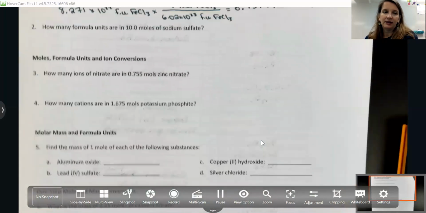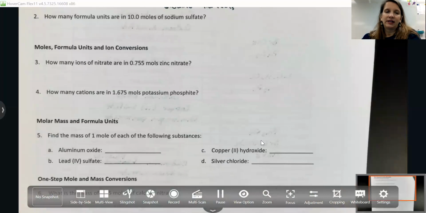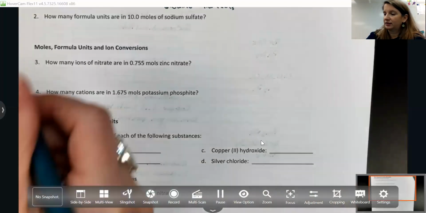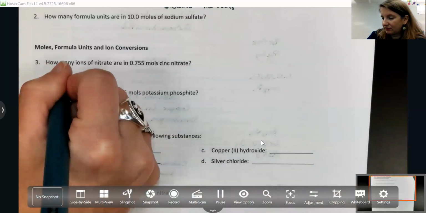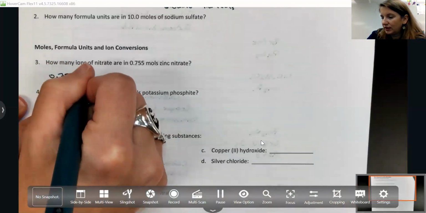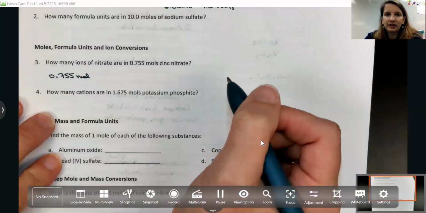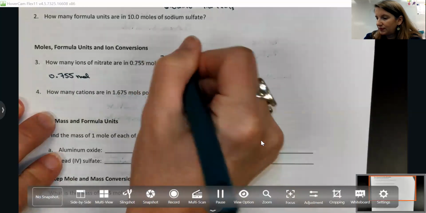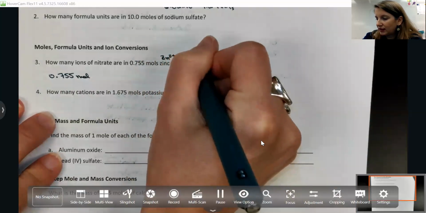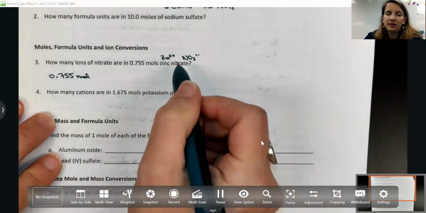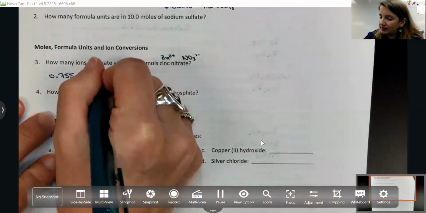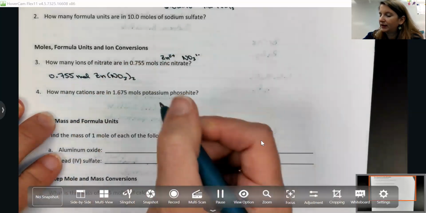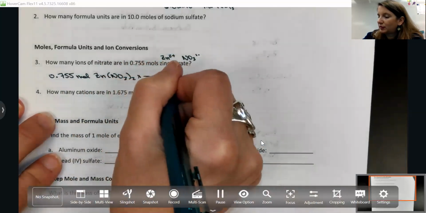Number 3, how many ions of nitrate are in 0.755 moles of zinc nitrate? So we have 0.755 moles. You want to make sure that you write your formulas correctly. All right, so we know that zinc has a set charge of +2 and nitrate is NO3 -1. So when we drop and swap, our formula would be Zn(NO3)2. So we're looking for formula units.